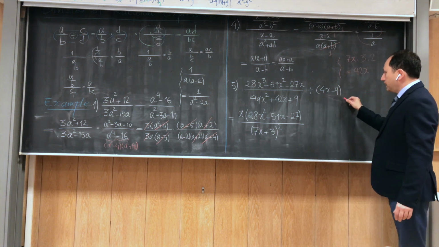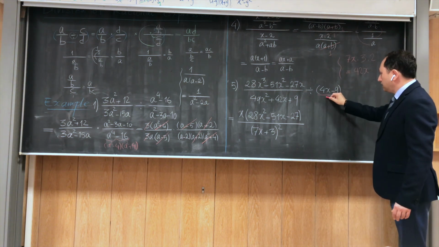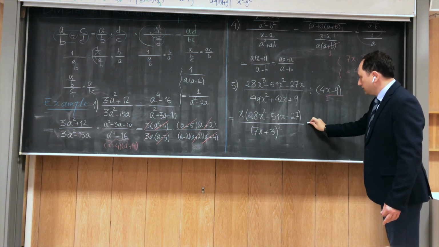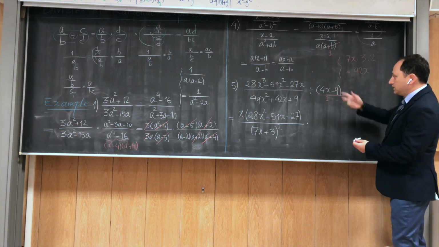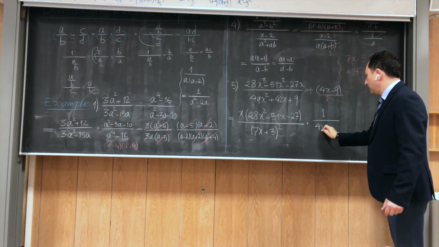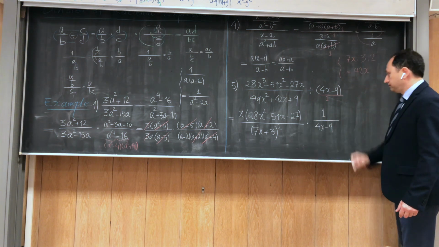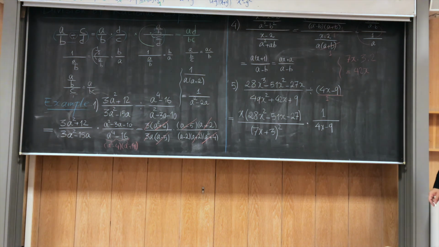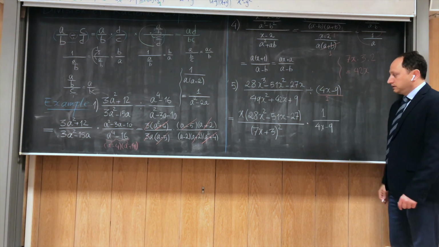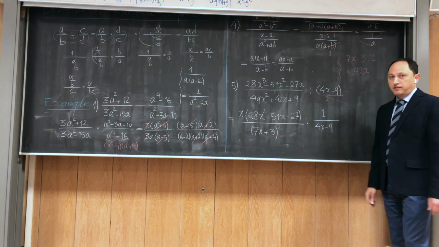Here, when I don't have any fraction, it means that the denominator is 1. So I will change this to a product. Then I will interchange these two. So 1 goes up, and then 4x minus 9 goes down. Okay? In this form, it is not possible to simplify anything. I don't see any factor in common.